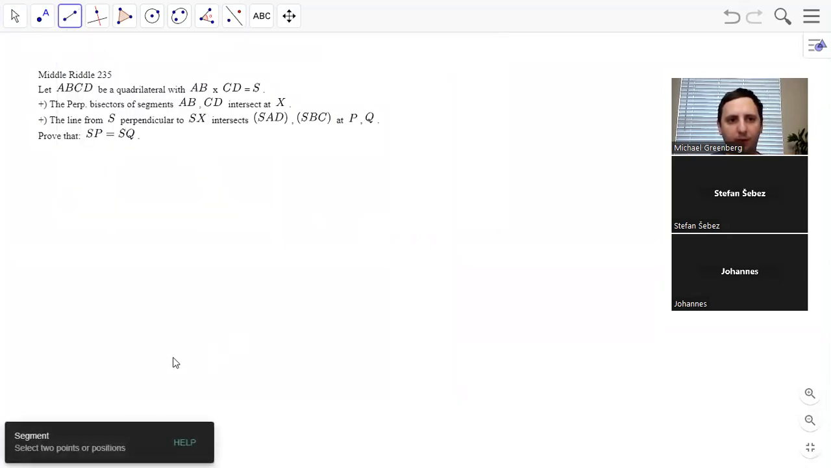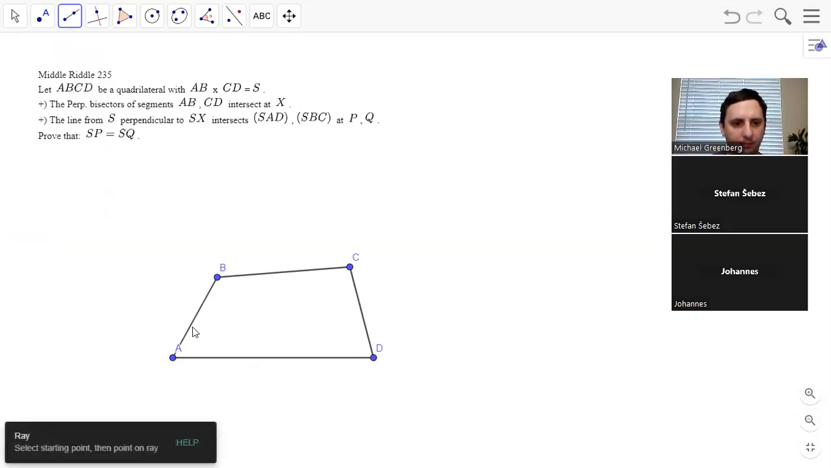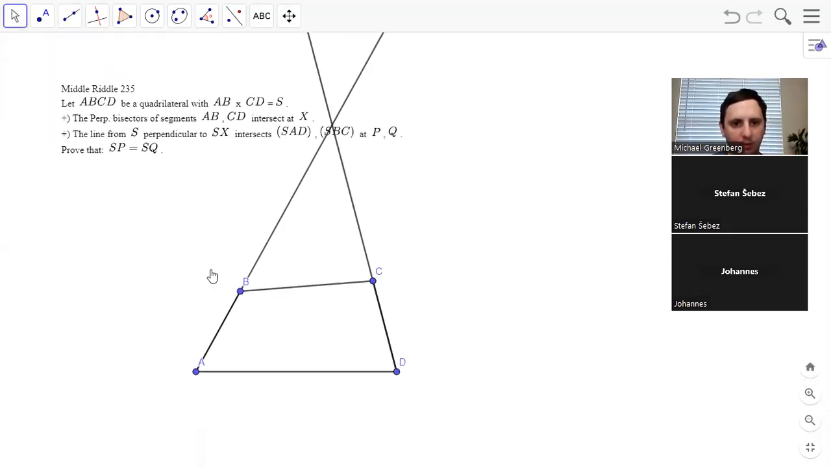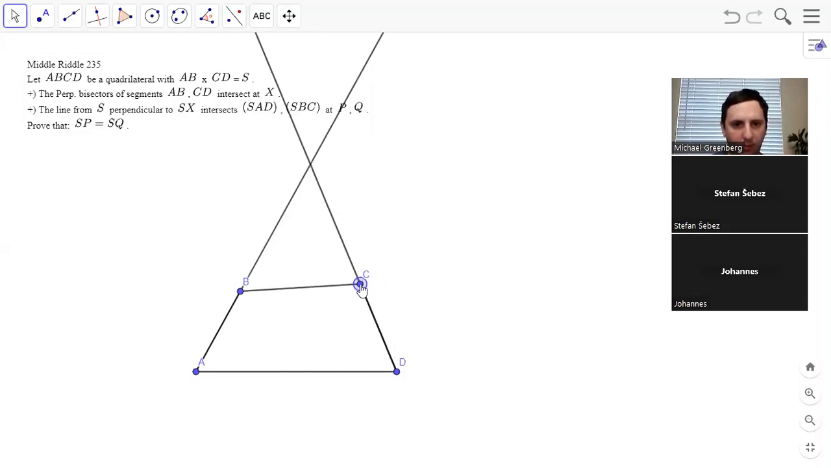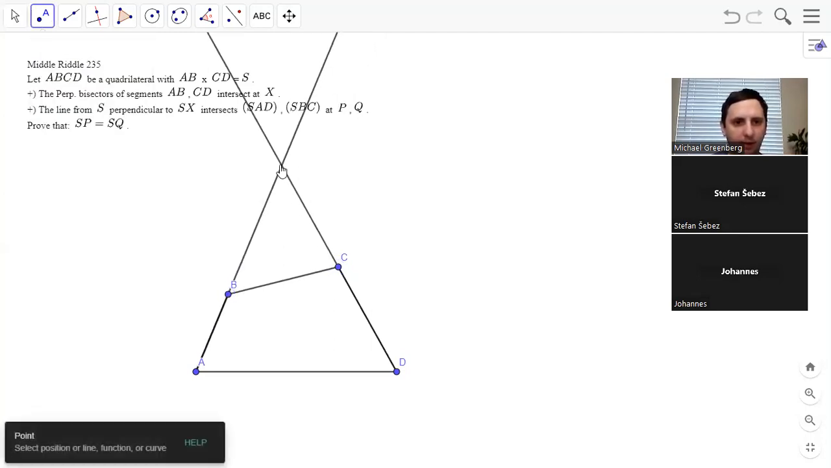So we have a quadrilateral ABCD, and AB intersects CD at S. And then we draw the perpendicular bisectors of AB and CD, and we see where they meet. All right, so I'm going to make these rays, and they intersect at point S. Maybe I'll try to make S a little bit lower. I don't want to make it look like a trapezoid, so maybe something like that. Okay, so this is S.